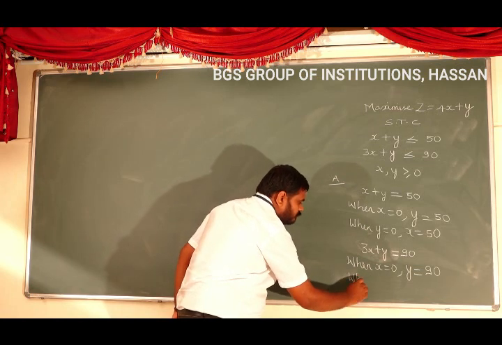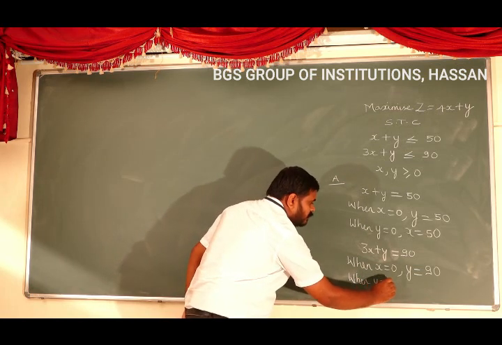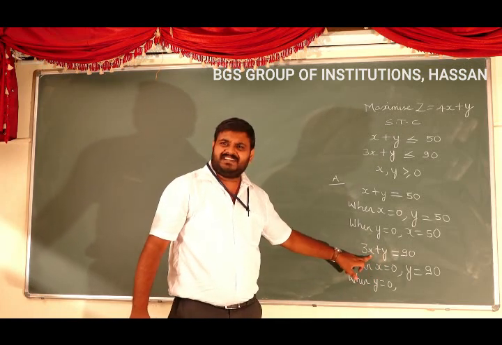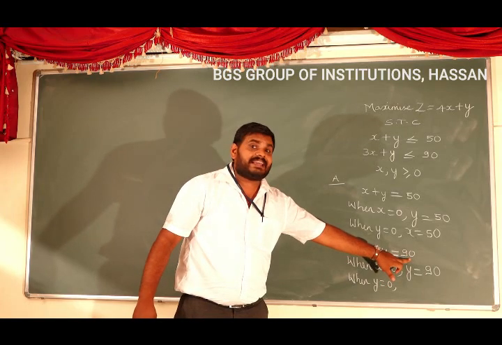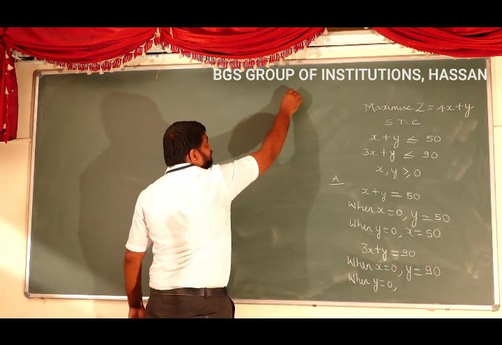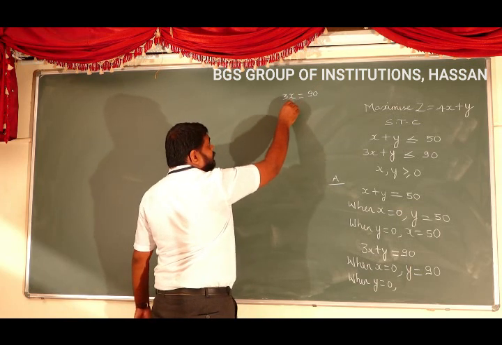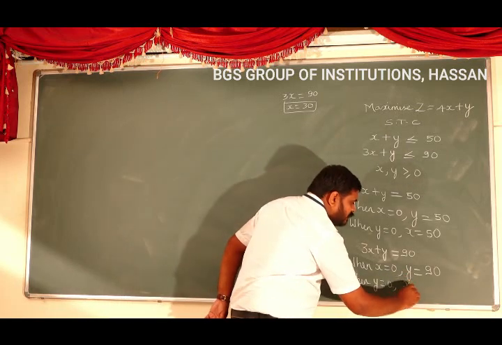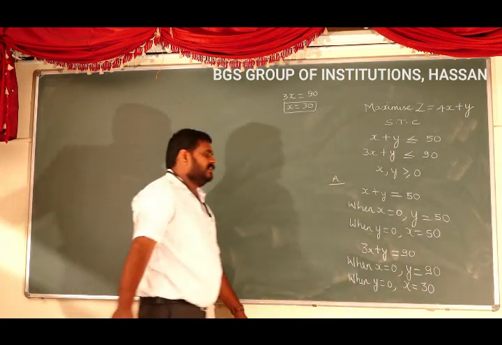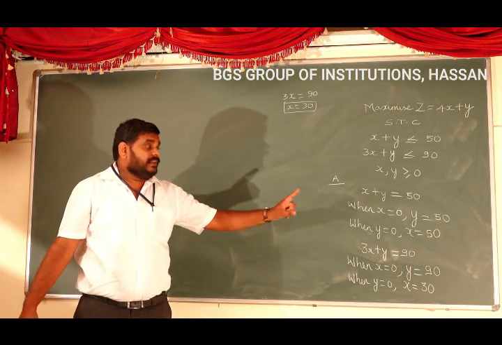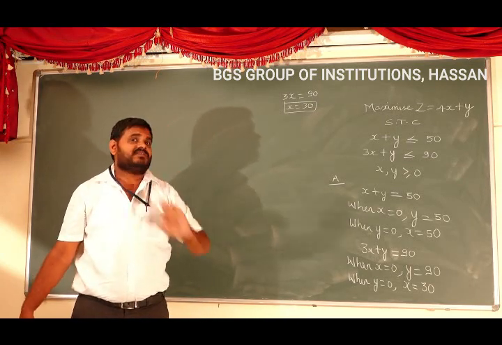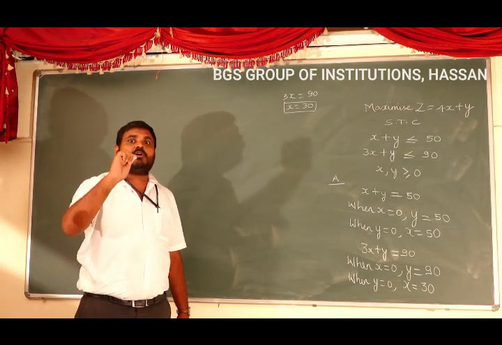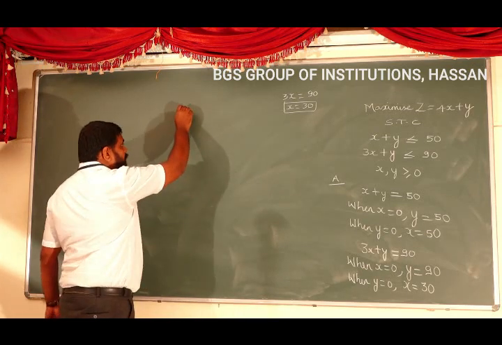Again, when y is equal to 0, 3x plus 0 will become 3x itself, and 3x is equal to 90. I can calculate very clearly: if 3x is equal to 90, then x will be equal to 30. So I'll write x is equal to 30. Fine. After this, I need to mark the points on the graph. You need to take a graph sheet and plot the points accordingly.